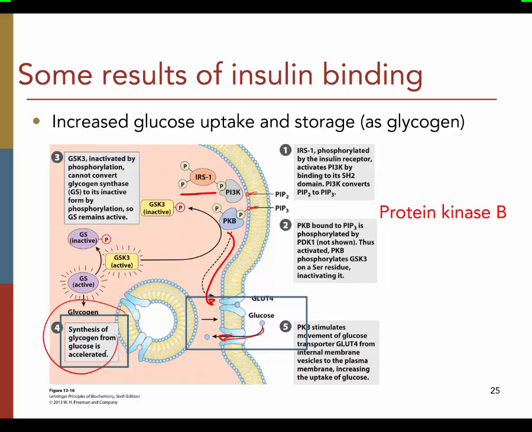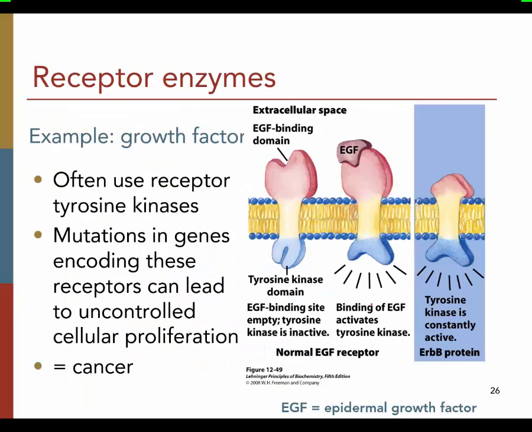So again, that's a lot of stuff going on. That is just a preview of things to come, but it's triggered by the insulin receptor binding insulin on the outside, causing a phosphorylation cascade inside the cell, and a lot of moving parts. Things happen to either use the glucose as energy or store it for later. Okay, so that's one receptor enzyme that we're going to see again.